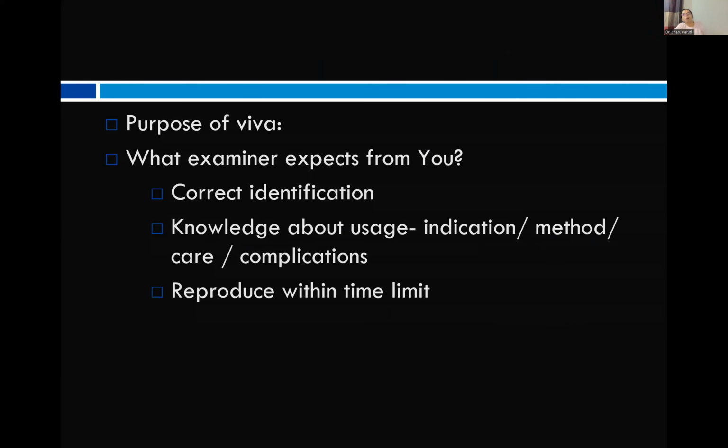So, as you've already been told, the purpose of Viva is to correctly identify all the instruments, and also you have to know a little bit about the uses, the indications, the method of use, and if required, some complications. And also you have to remember them and reproduce them within the time limit of the Viva. So for that, it's important that you've already seen these instruments and also you've understood how they are used so that you can recall it in time.